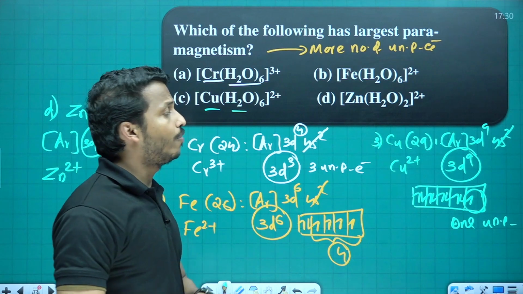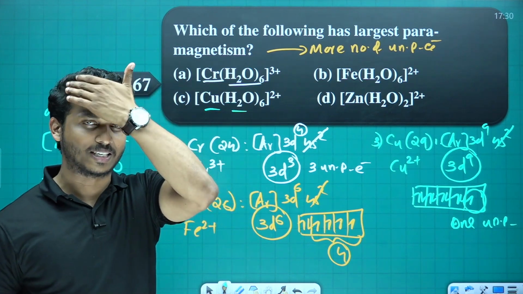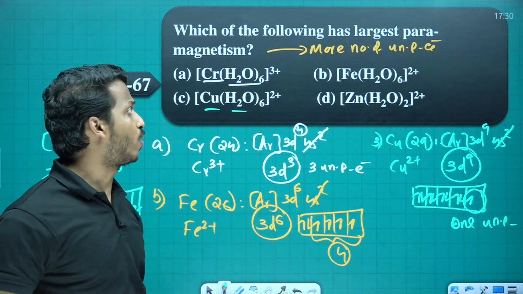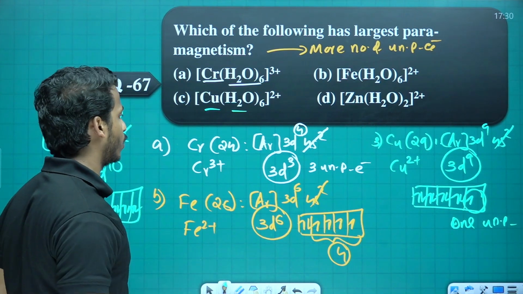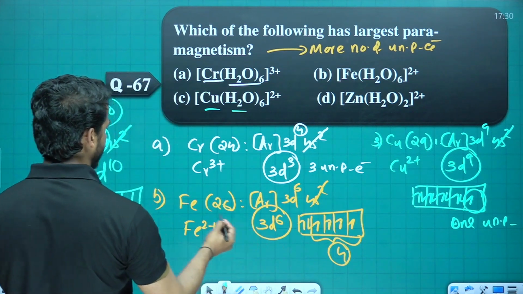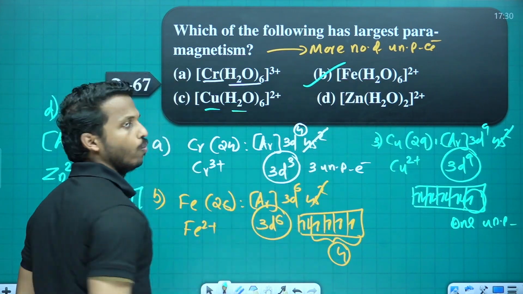Question, which of the following has largest paramagnetism? Largest paramagnetism means the one which contains more number of unpaired electrons. Where can you see more unpaired electrons? First 3, 4, 1, and 0. Yes, that B is the more one.